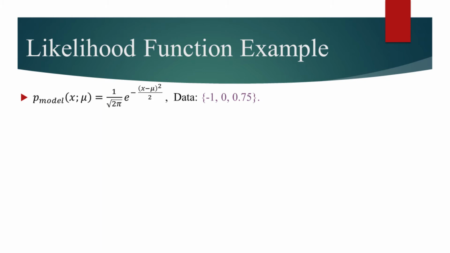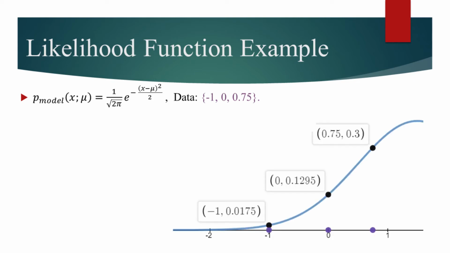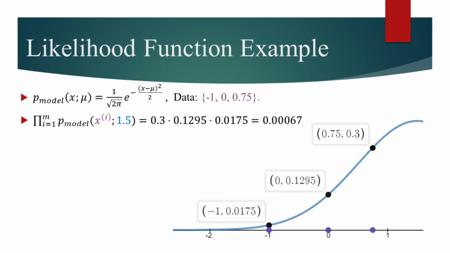Suppose our model is a normal distribution with unit variance, where the mean is parameterized with mu, and we are given the following data. Let's use the likelihood function to see how likely it is for our model to have observed this data when mu equals 1.5. On the graph below, we can see these data points and the probability density function of our model with mean 1.5. For each point in the dataset, we can also see the respective values of the PDF. By taking the product of these values, we find the likelihood.